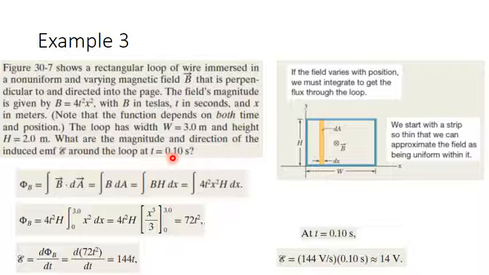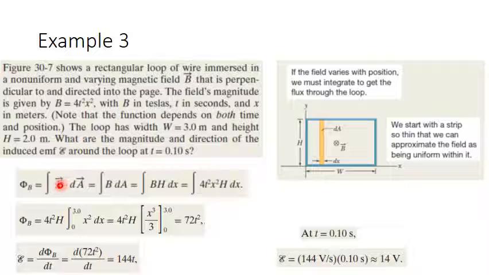Okay, as we said, from Faraday's law the induced electromotive force is minus d phi B by dt, and phi B is the total flux passing through this loop. We note that if the field varies in position, we cannot simply multiply. We must use integration to get the flux through the loop.